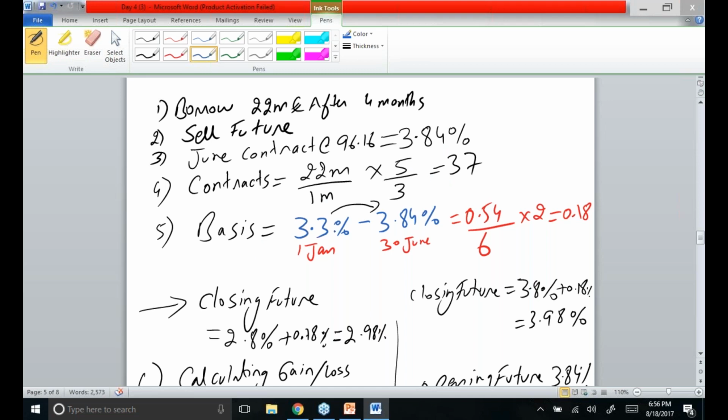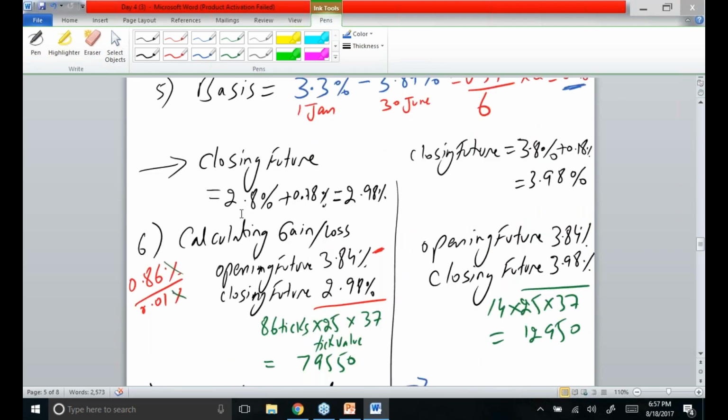Basis: current spot, that is 3.3%. Opening future, that is 3.84%. Current spot is on 1st January. Future is of 30th June. So total months are 6. And the difference is 0.54. And you are going to borrow on 1st May, exactly 2 months before the 30th June. So the remaining basis is 0.18.